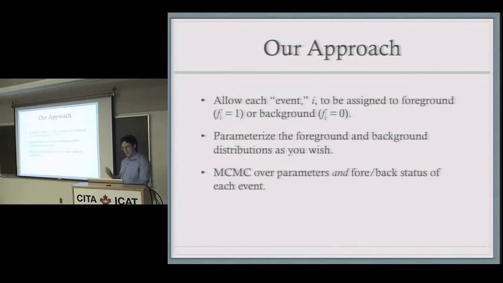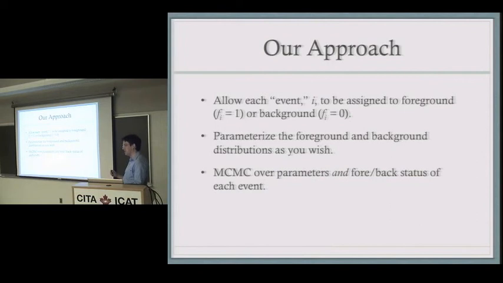We want to handle the intermediate regime where things are less certain. And so our approach was to allow each event to be assigned either foreground or background. So it just gets a binary flag, 1 or 0. You can parameterize the foreground and background distributions. These could be functions of signal-to-noise ratio, of mass, of distance, of anything that you want.